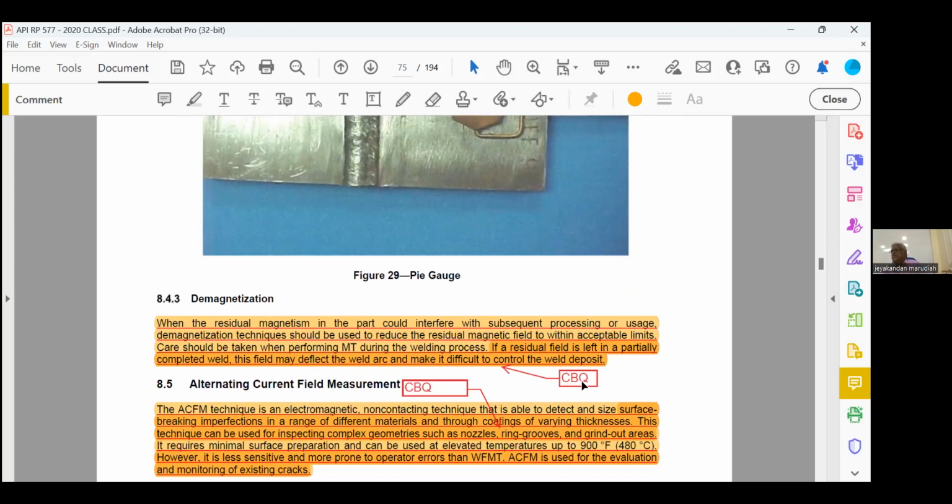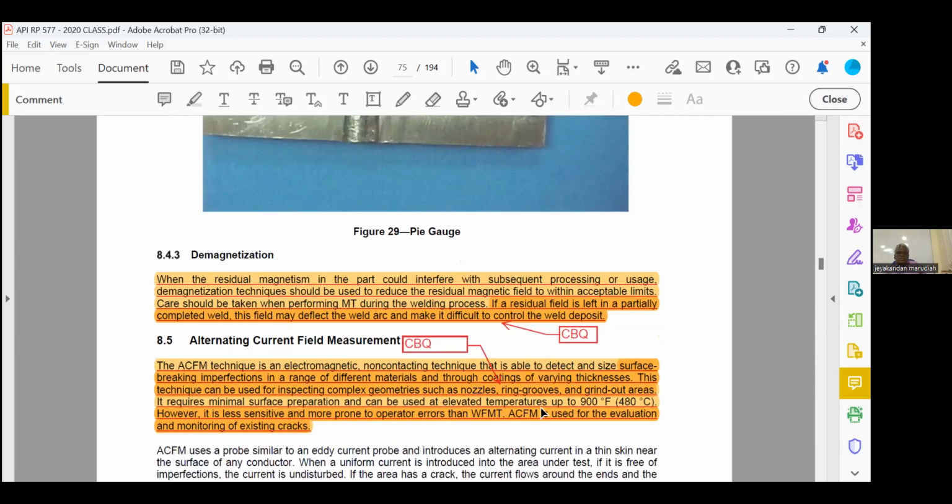Now, what is ACFM? We know it is alternating current field measurement. What is the advantage of ACFM? It is a non-contact technique. No need to touch the part, just go nearby. That's all. We can use it at temperatures up to 900 degrees Fahrenheit. It is used in-service to detect cracks in inaccessible areas, for example, cracks in holes. But the disadvantage of ACFM is that we need a high-skill operator.